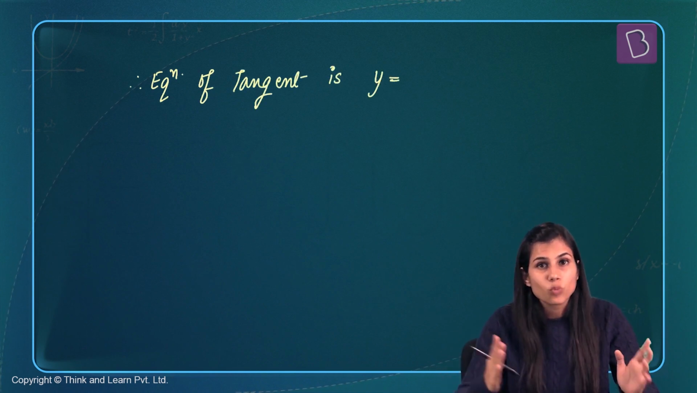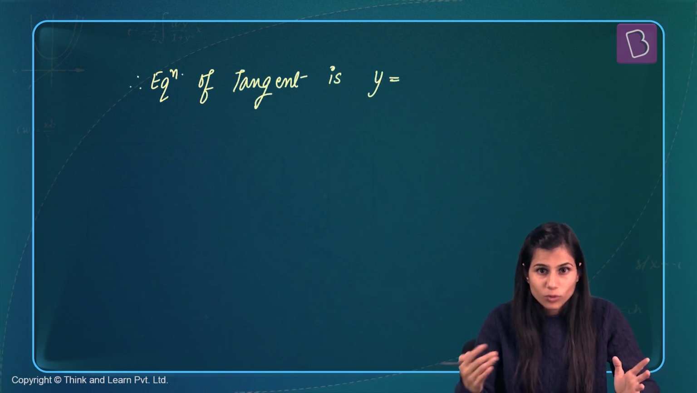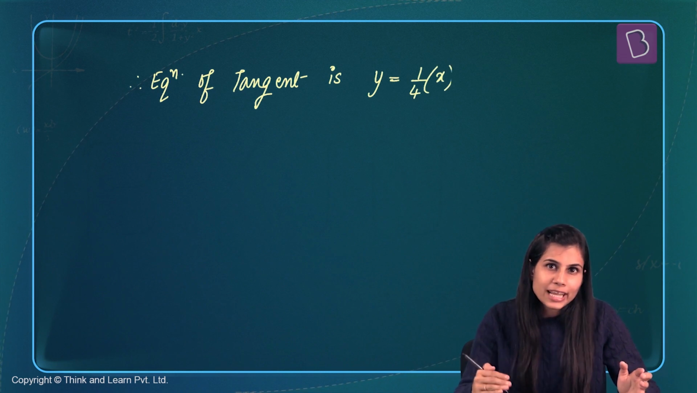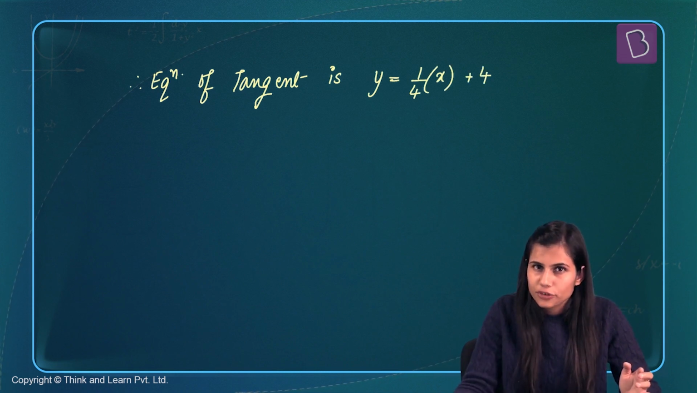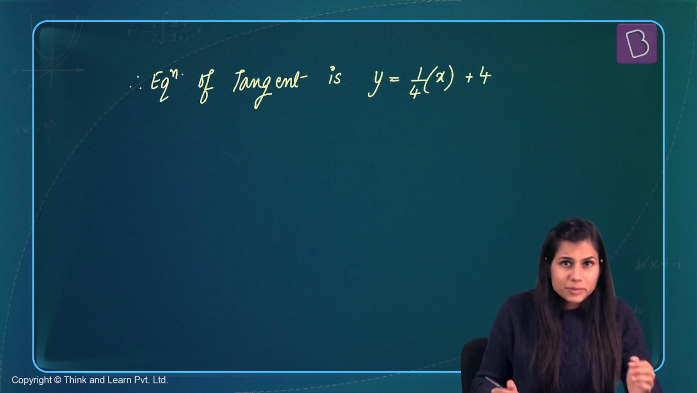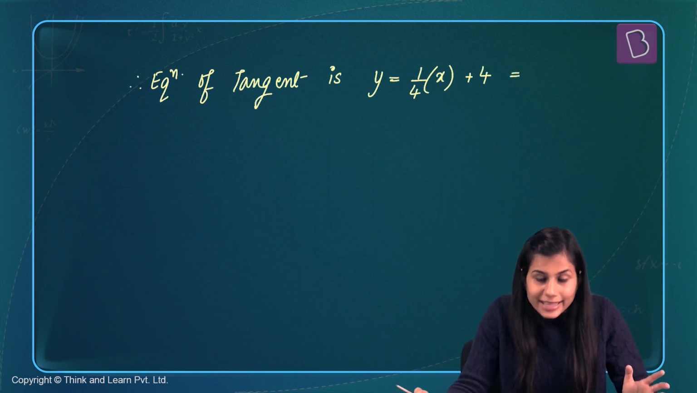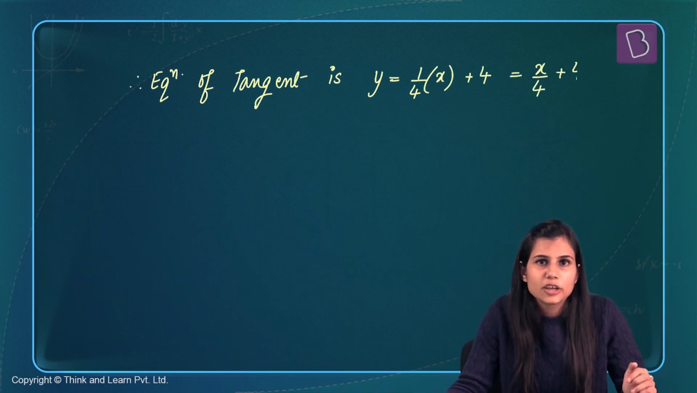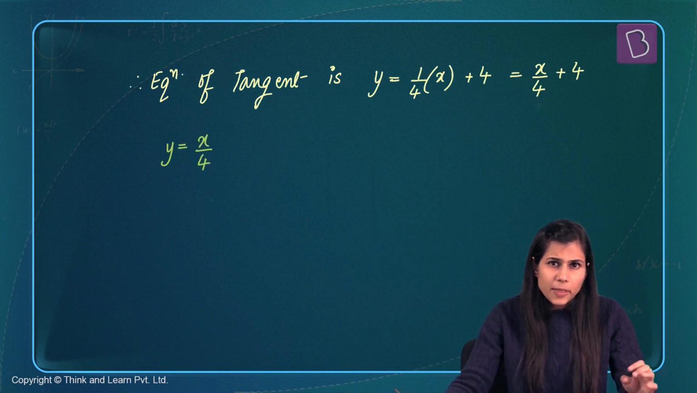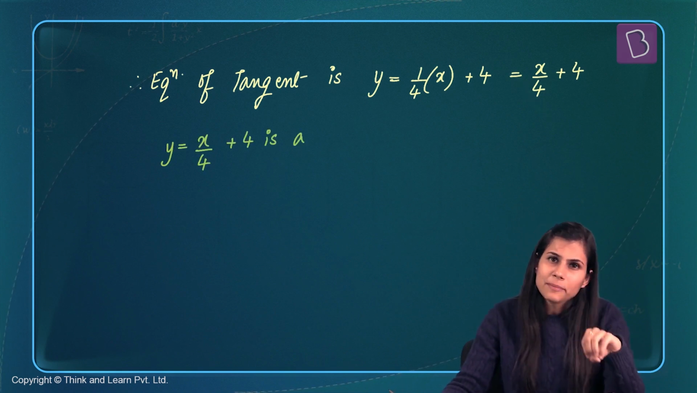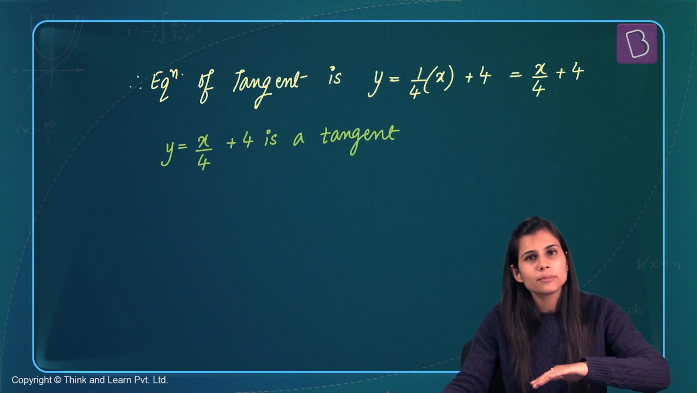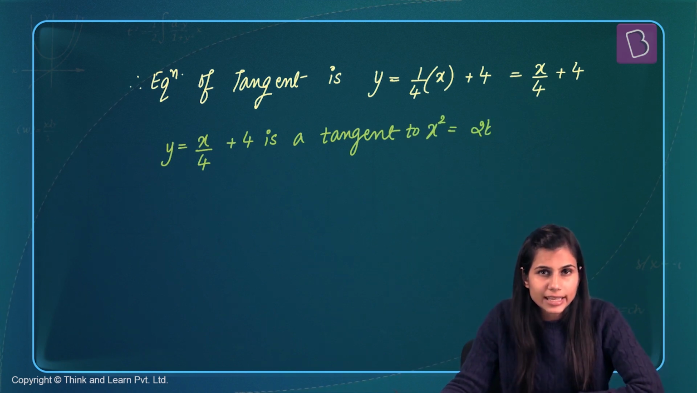this parabola as y equals what? y equals 1 by 4 times x plus 4, right? Because m is decoded. So this gives me the actual equation of the tangent as y equals x by 4 plus 4. Wait a second. The same line is a tangent to another parabola x square equals 2by.